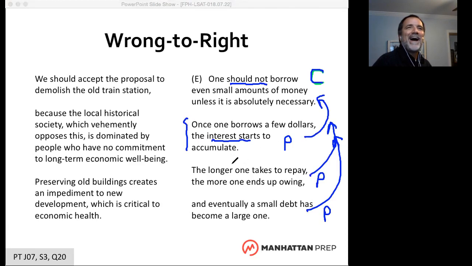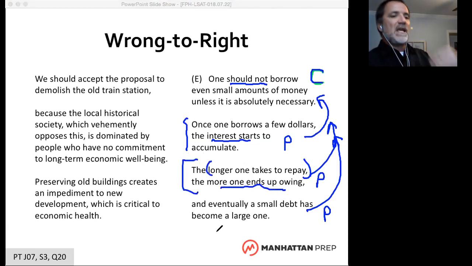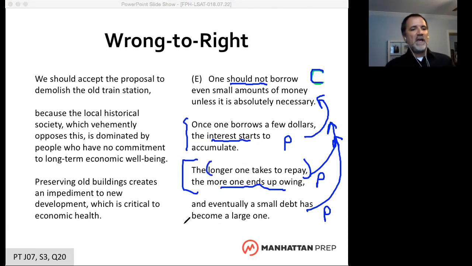Yeah, so I like that. That's perfect. The longer one takes to repay, that's a big problem with this argument. How do we know that you're not going to pay it right back? So the longer one needs to repay, the more one ends up owing. So I can accept this. I don't have to question whether or not this is true. I can accept this statement. Yes, it is true. The longer one takes to repay, the more one ends up owing.